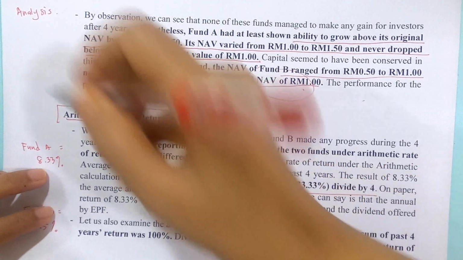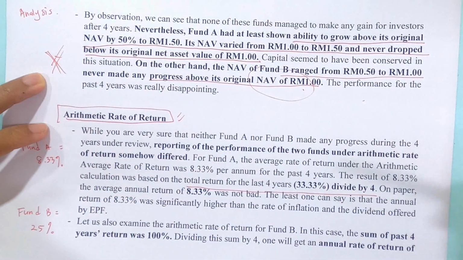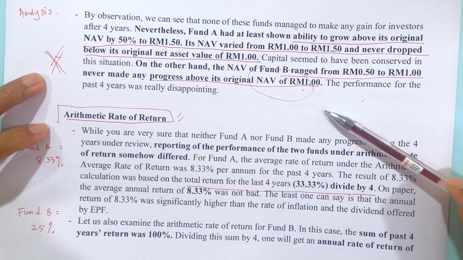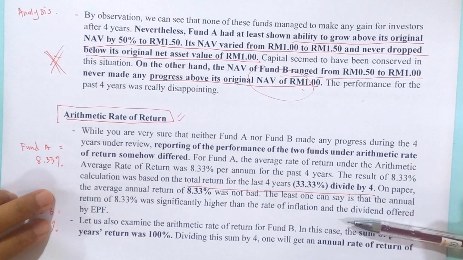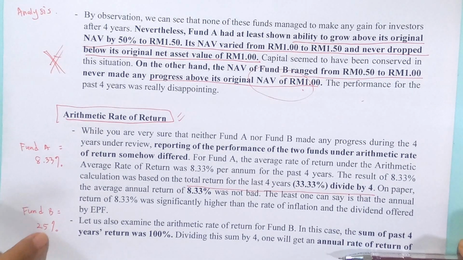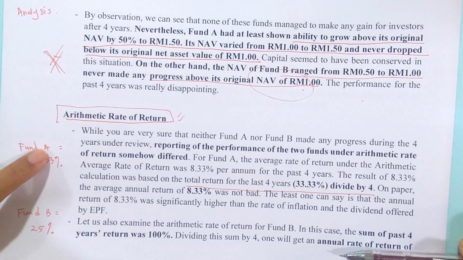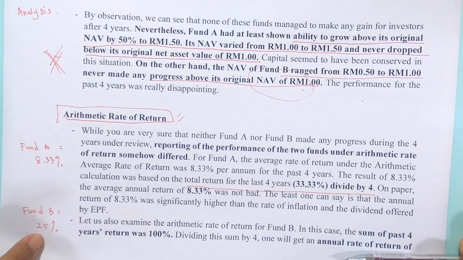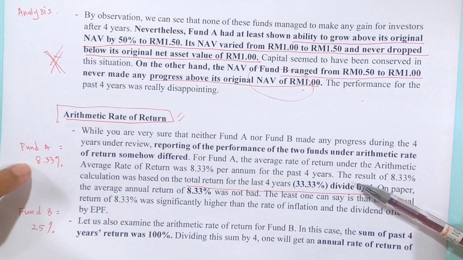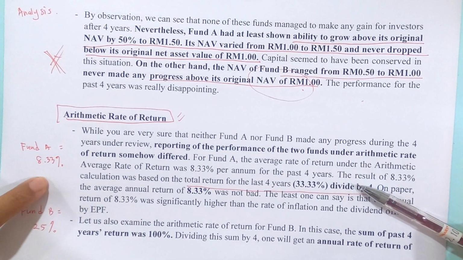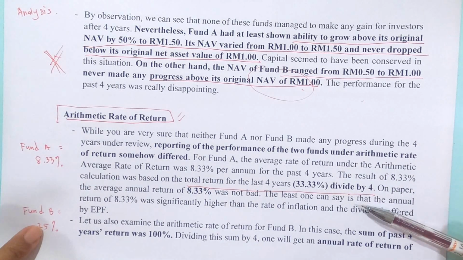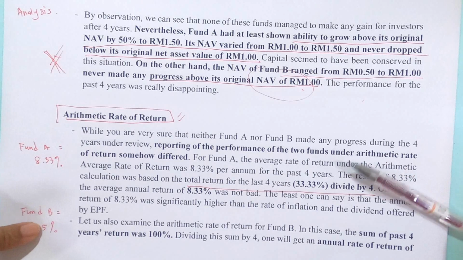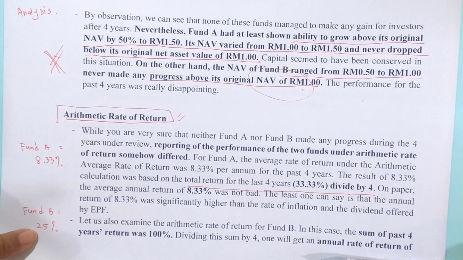Therefore, although in the previous analysis we claimed that Fund B is less favorable compared to Fund A, if we look at the arithmetic rate of return, Fund B actually performs better, because Fund B is 25%, which is very high, while for Fund A the arithmetic rate of return is just 8.33%, which is considerably low. Therefore, between these two funds, if we measure using the arithmetic rate of return, obviously Fund B is much more favorable than Fund A.